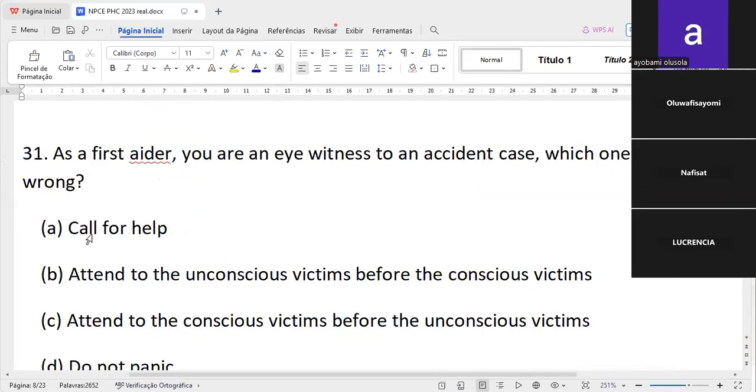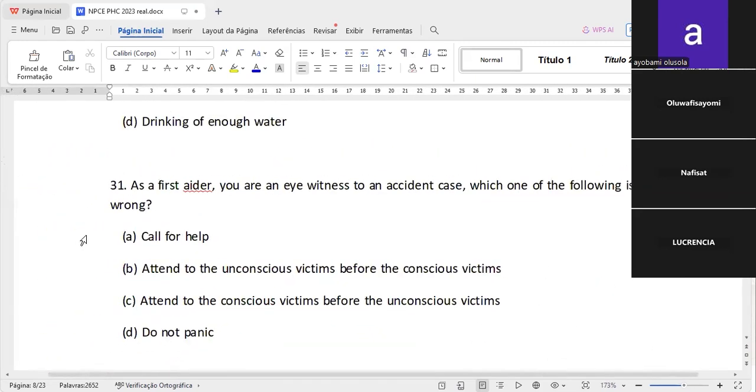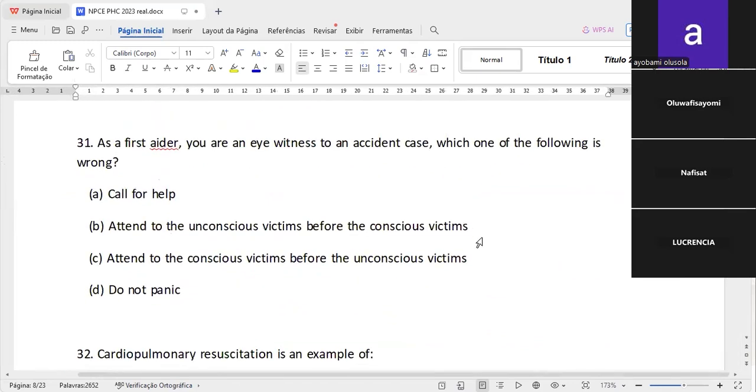As a first aider, you are an eyewitness to an accident case. Which one of the following is wrong? C. Yeah, C. You have to attend to the unconscious first before the conscious. And don't panic, maintain your composure.